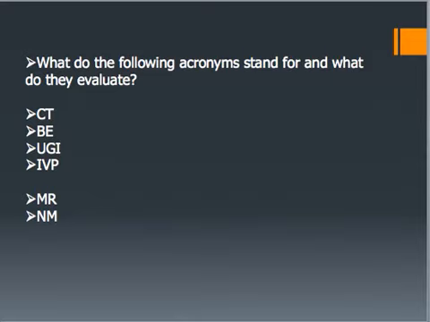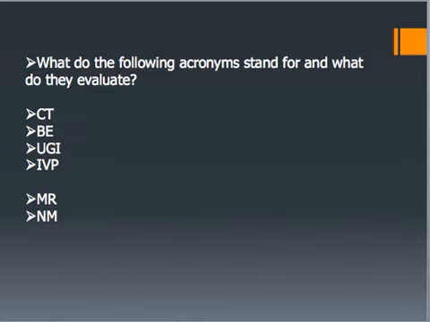BE stands for barium enema, and it evaluates the lower gastrointestinal system, or the colon. UGI stands for upper gastrointestinal system, and we're visualizing the distal esophagus, the epigastric region, and the stomach. The IVP stands for intravenous pyelogram, and that evaluates the urinary system. So we're looking at the kidneys, ureter, and bladder.